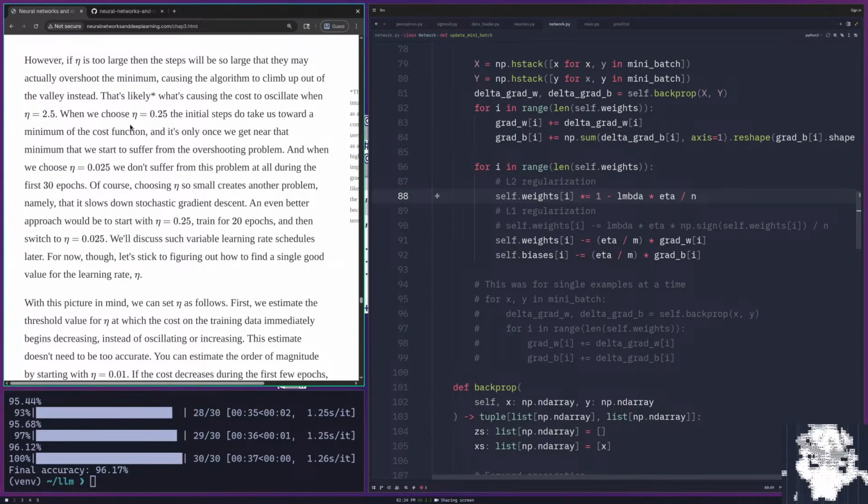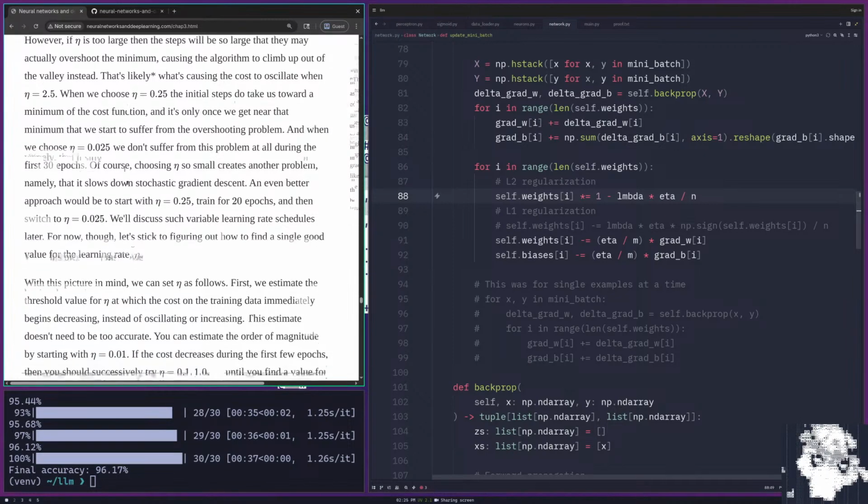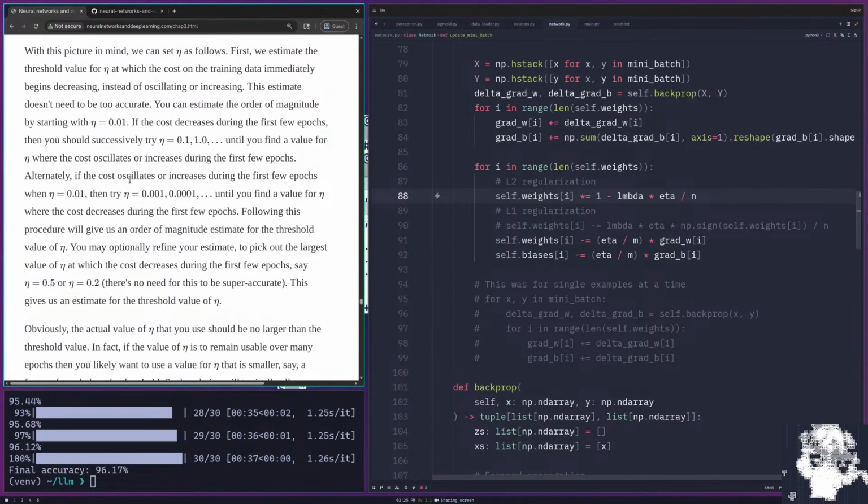An even better approach would be to start with eta equals 0.25, train for 20 epochs, and then switch to 0.025. We'll discuss such variable learning rate schedules later. For now though, let's stick to figuring out how to find a single good value for the learning rate eta. With this picture in mind, we can set eta as follows.